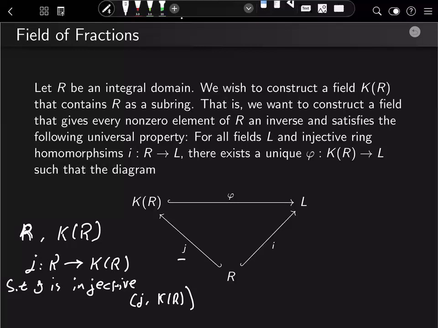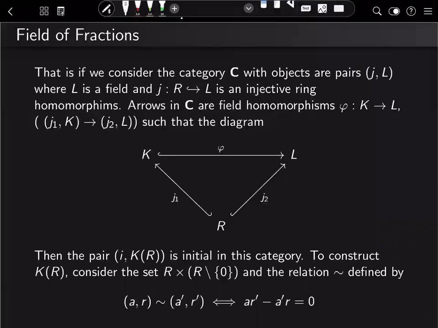And we could phrase this in more categorical language. So in categorical language, we can construct this kind of ambient category. We consider the category C, whose objects are pairs J, L, where L is a field, and J is an injective ring homomorphism from R into L. I should have called this something else. We can call it alpha. Right, so we have these pairs.